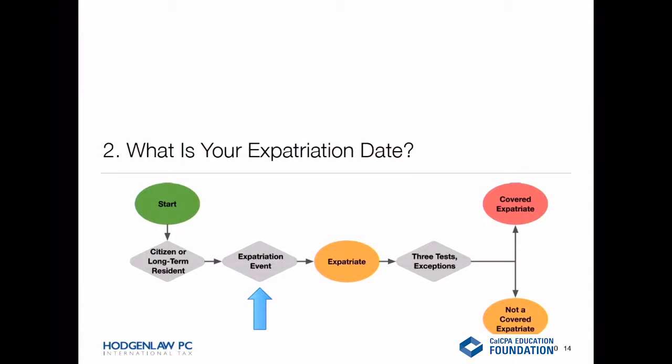So we have someone who's a citizen or a long-term resident, and that person has an expatriation event. That event has to take place on a certain date, and that date is important because that's the date that you report to the IRS, and that's the date, like I said, that you use as the dividing line in your life.